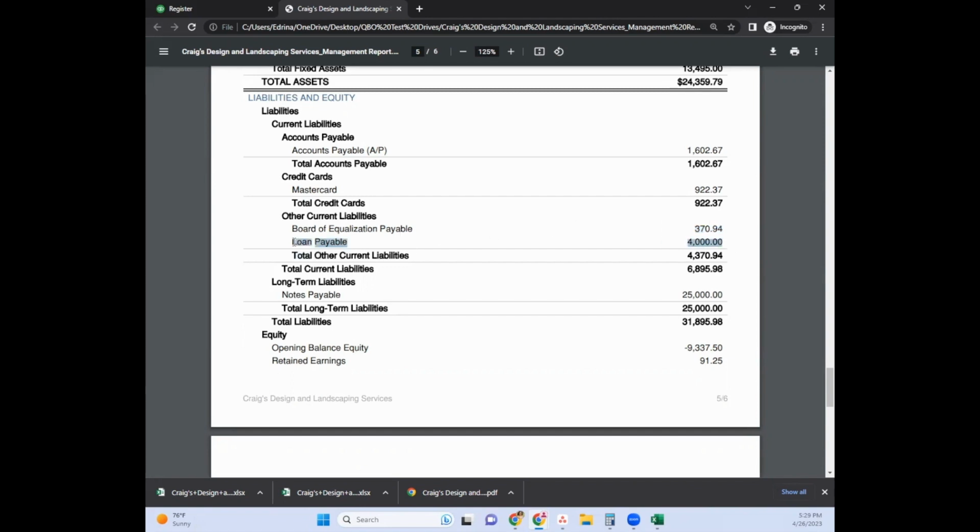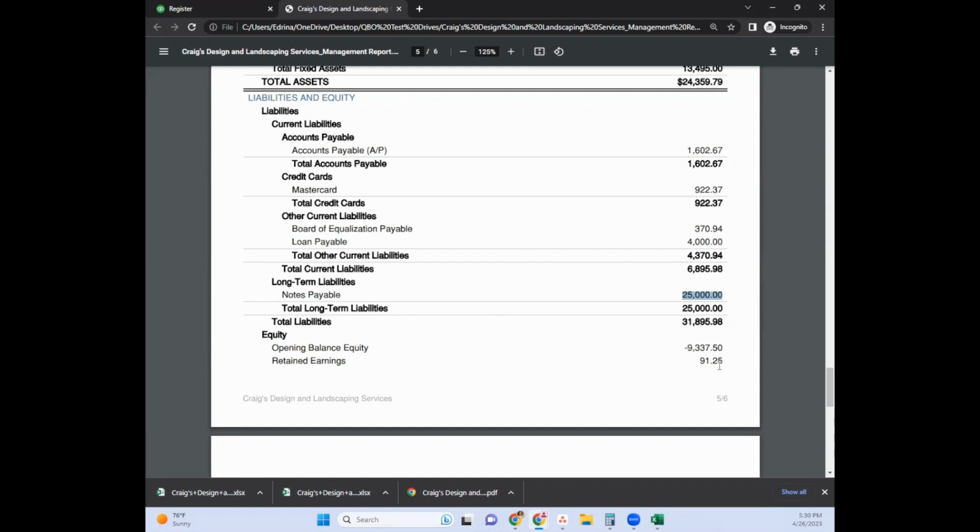It also looks like he had taken out a loan. So he has a loan payable account here for $4,000. I'd be interested to see what his plan is on paying that loan down. And then he also had a note payable for $25,000. I'd have to look at the loan documents to see what his plan is for those, but that is what he has sitting on the books there. So this is your liability section.